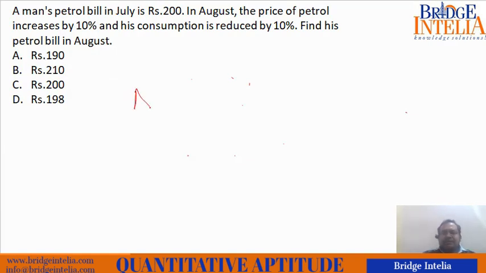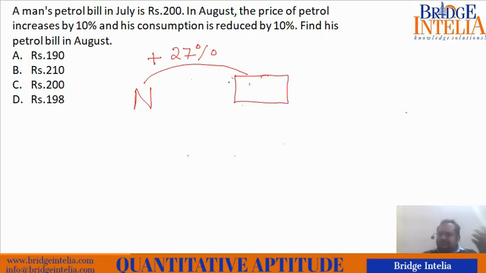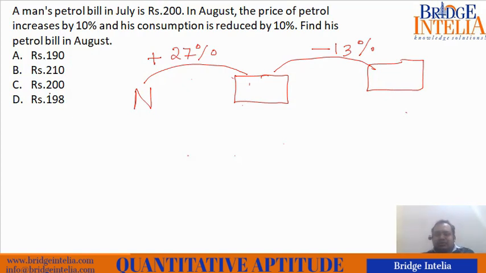So if a number is n and I want to first increase this by, let's say, 27%. So I am taking two steps. First I am increasing this by 27%, then this will become some other number. N will change to something else. Then I will reduce it by, let's say, 13%, so that it becomes something else. So what is the final value?